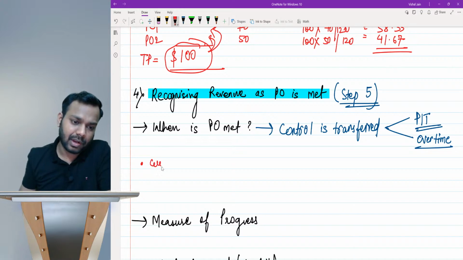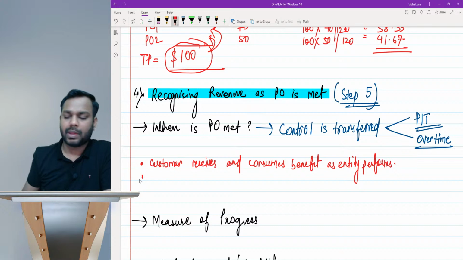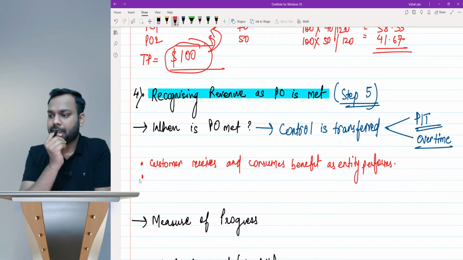As soon as benefit is received, the customer receives and consumes the benefit as the entity performs. Very good, Vidisha. Okay, second condition, tell me.